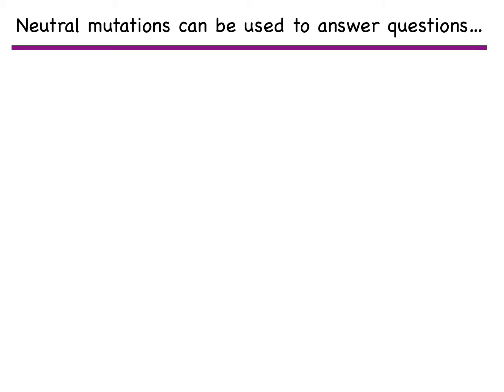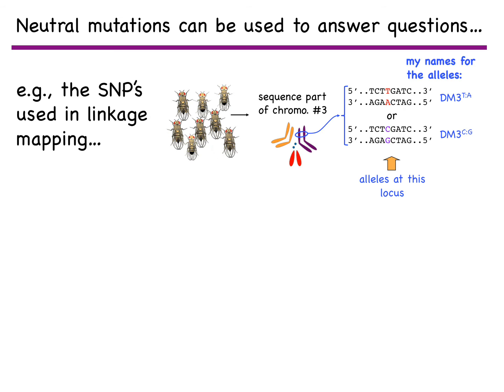Amongst the types of questions I said you can use mutations to answer, one thing that we spent a lot of time in the first half of my part of the course talking about is how you can use mutations to do linkage studies. For example, the SNPs that we used in linkage mapping or in genetic association mapping are just one example of a type of neutral mutation.